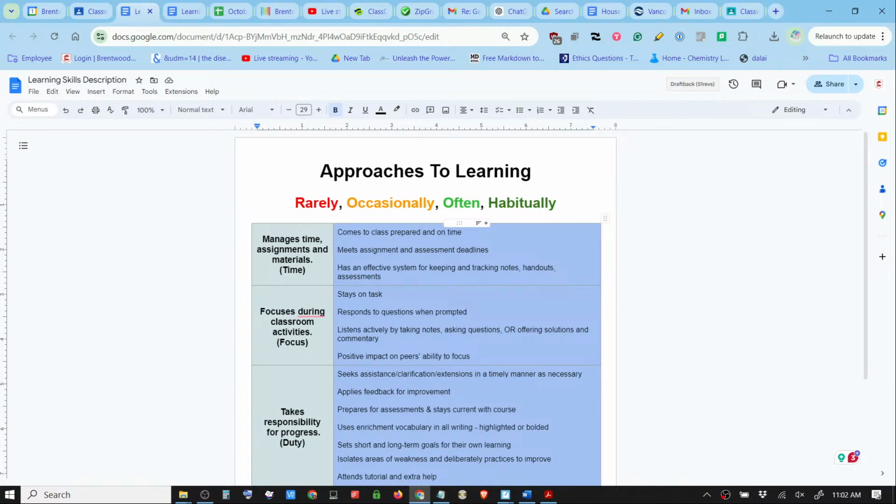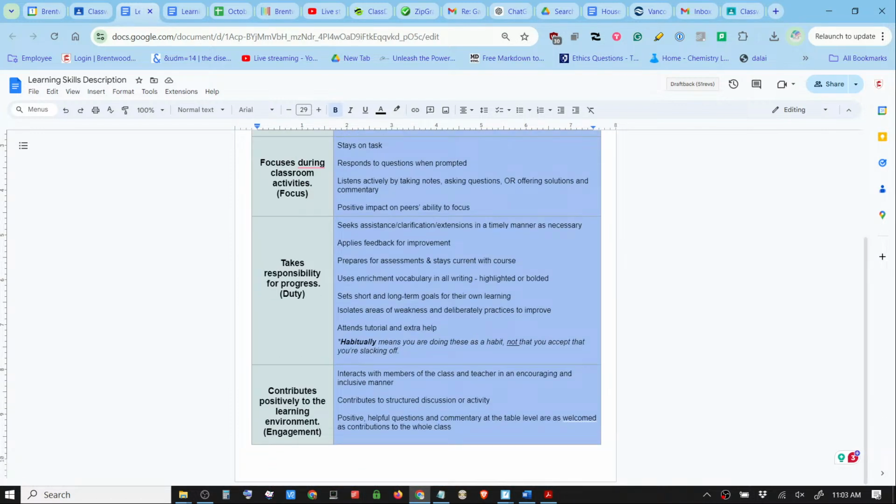So, is your coming to class prepared and on time? Do you meet your assignment and assessment deadlines? Do you have an effective system for your notes and handouts? Do you stay on task? Do you respond to questions? Are you listening actively? Are you a positive impact on your peers? Do you come for extra help? Do extra work? Do you write using the new words you have learned? Do you set short and long-term goals?